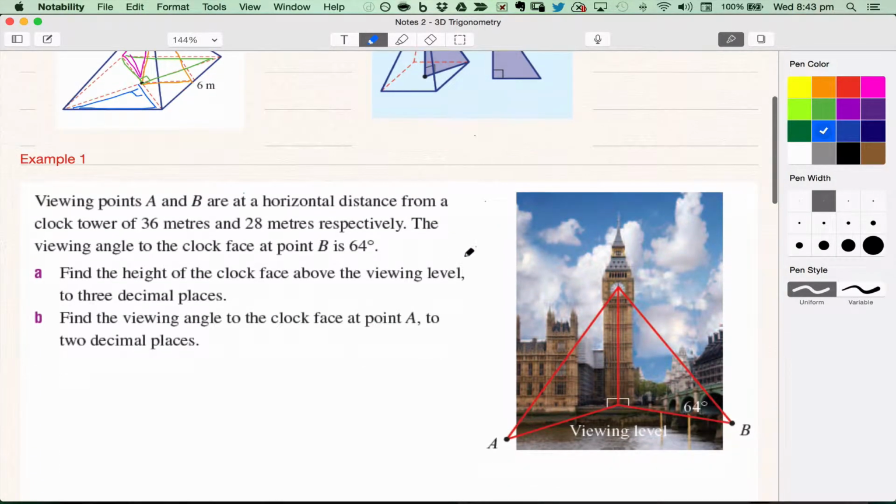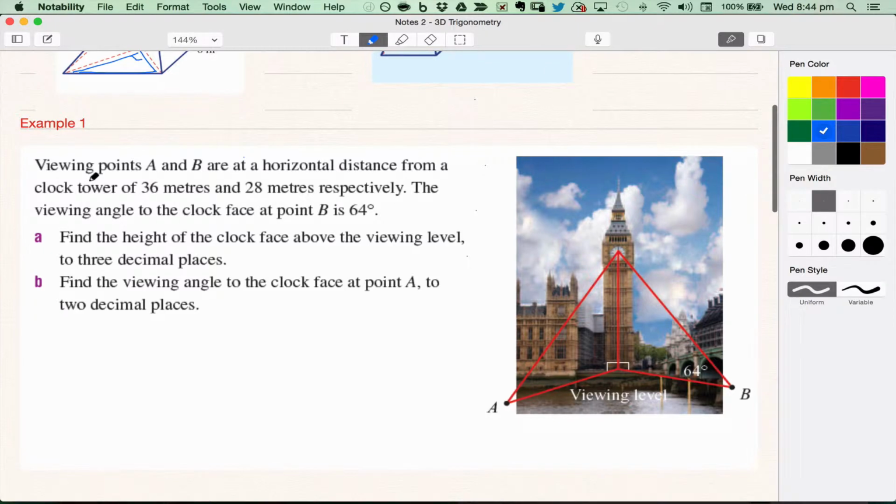In our example here, it says viewing points A and B, here they are, orient yourself with the picture, are at a horizontal distance from a clock tower, looks like Big Ben to me, of 36 metres and 28 metres respectively. So we can add those in, 36 metres for A and 28 metres for B.